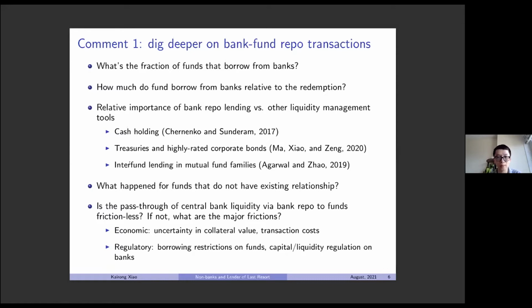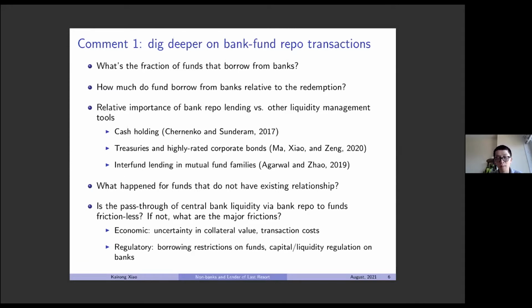I think we want to get a sense of how important bank lending is for mutual fund liquidity management. Is it really important? Does it account for like 50% of the liquidity that funds can access, or just like 5%? Giving some of those magnitudes will be helpful for us to appreciate the importance of this channel.